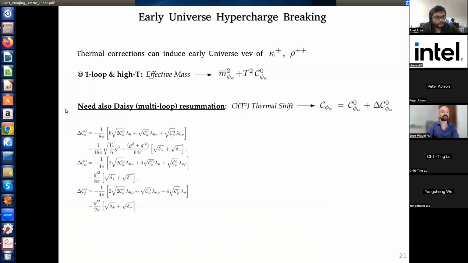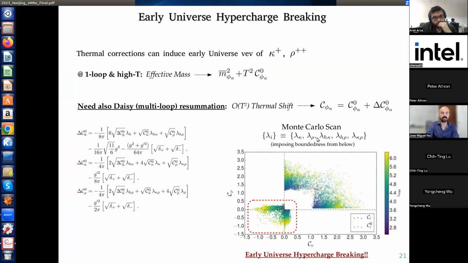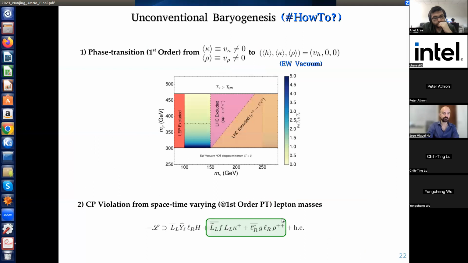Now, it turns out that this is a technicality. It's important to keep at that T-squared order not only the one-loop leading order T-squared, but also multi-loop configurations, the daisy terms, which also induce an order T-squared part and shift these coefficients. One needs to take this into account if you are working at high temperature. When one does this, we did a Monte Carlo scan of the different quartic couplings of the scalar potential with the three fields, and there is a region where some of these coefficients, either C rho or C kappa, or both of them, are negative, meaning that in the early universe you will break hypercharge.